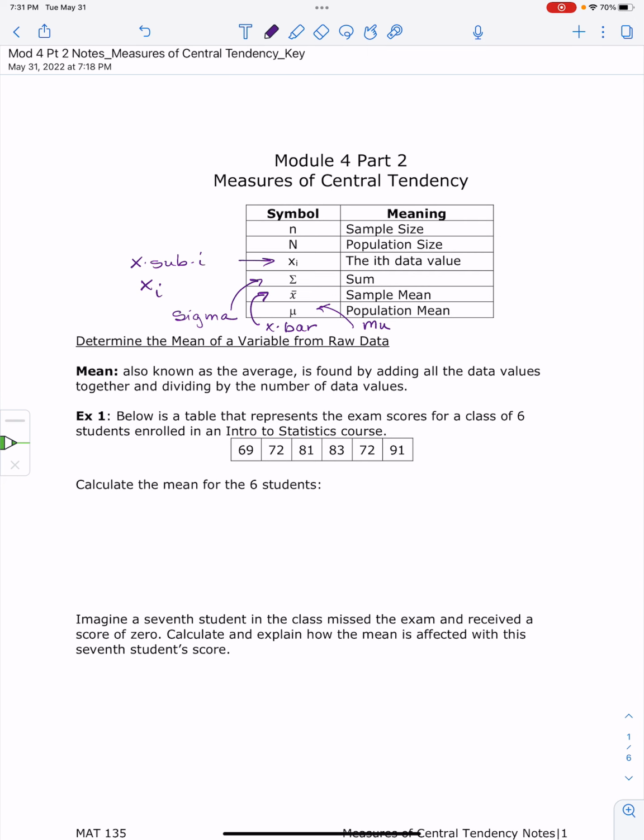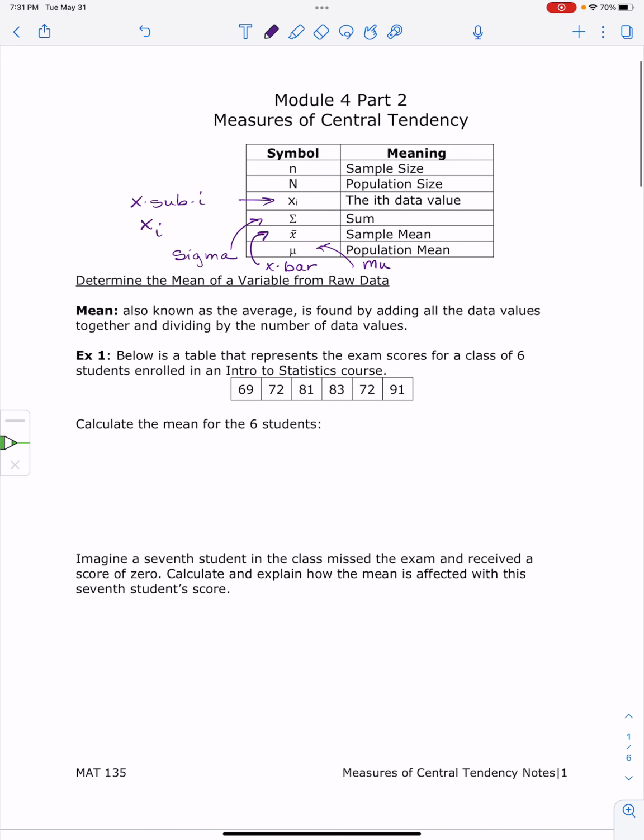Okay. So we are going to talk about finding the mean. That is a measure of center. We find the mean by adding everything together and dividing by however many data values we have. Okay? For a long time, we've called it the average. It is the average, the mathematical or arithmetic average.